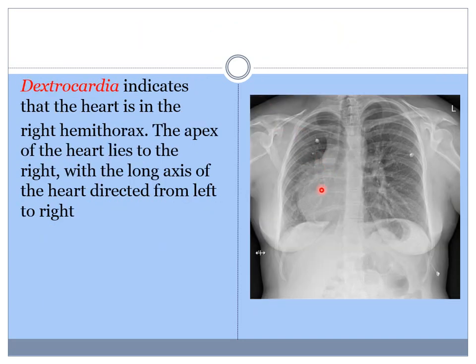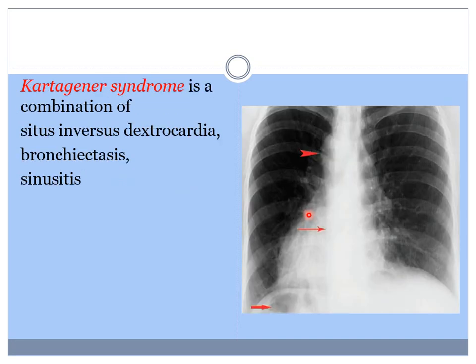Dextrocardia indicates that the heart is in the right hemithorax. The apex of the heart lies to the right, with the long axis of the heart directed from left to right. The stomach is in its normal position, just the heart. Kartagener syndrome is a combination of situs inversus, dextrocardia, bronchiectasis, and sinusitis.